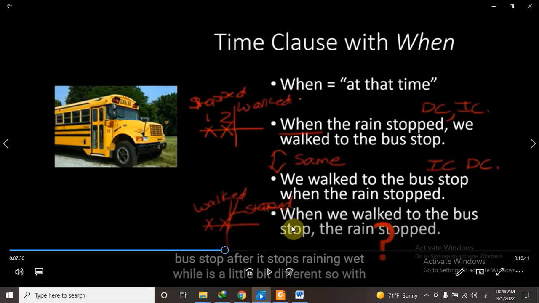When you say, when we walked to the bus stop, the rain stopped. Do you know when did the rain stop? You don't know when the rain stopped. So, how could you say, when we walked to the bus stop, the rain stopped? This is strange. Okay? Because when you say when, so you intend to do this thing. You intend to do it. It is not happening just like that. So you intend to do this thing, and that thing is going to happen or happened at that time. So the third one is not accepted.